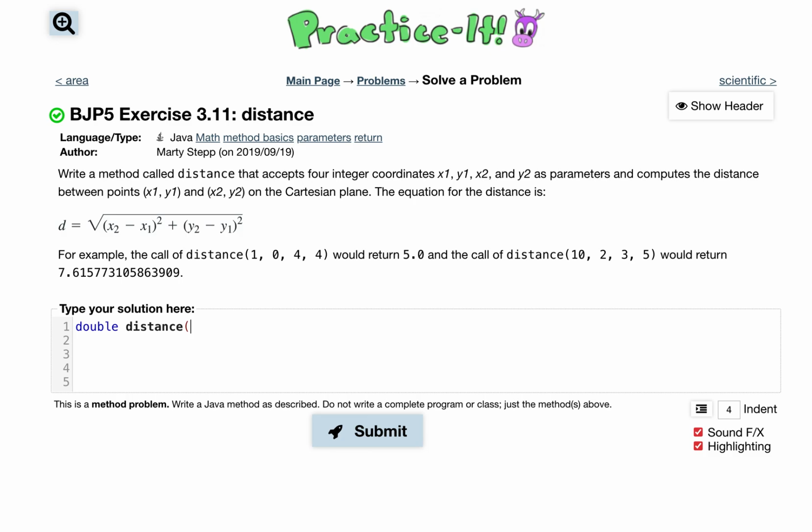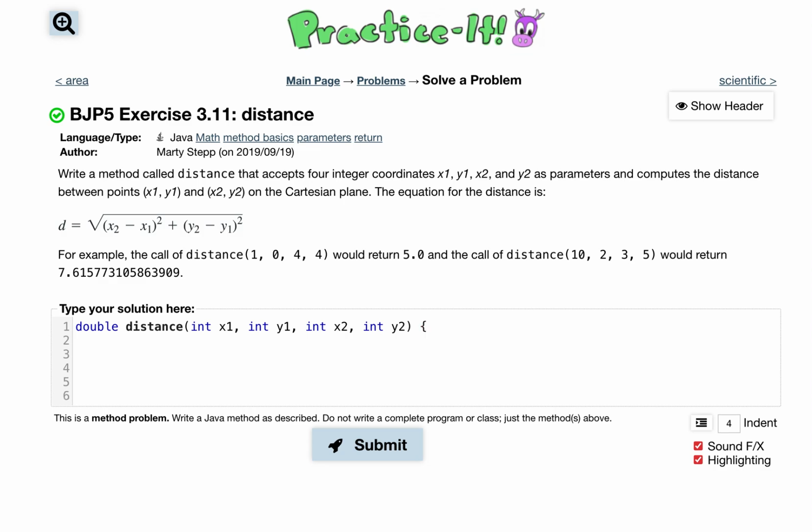Next, we're going to be accepting four integer values, x1, y1, x2, and y2. So let's do it in that order, x1, y1, x2, and y2. And the curly brace to start the method.